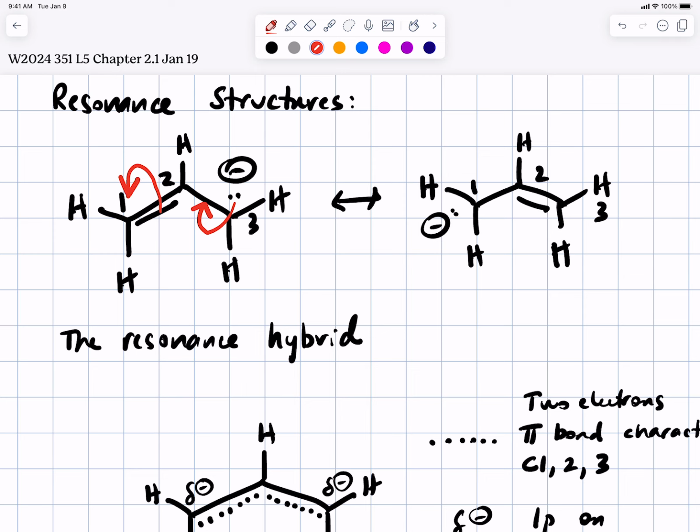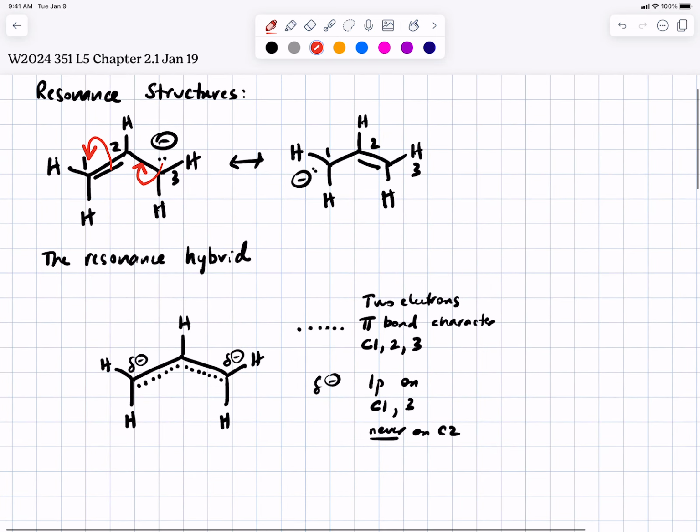Note that these arrows always start with electrons and always point either towards the space between 2 nuclei, as in making a pi bond, or they point towards a nucleus like a carbon or a hydrogen. Anyway, we'll use that notation from time to time.